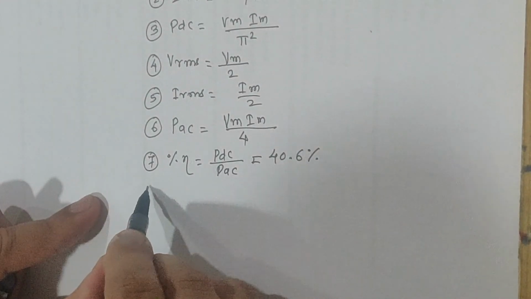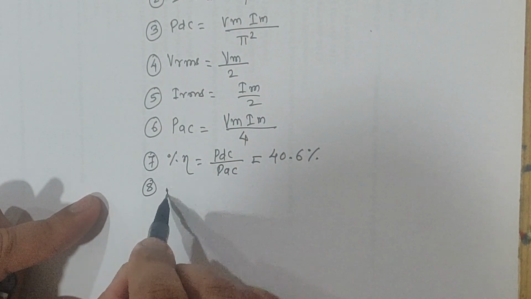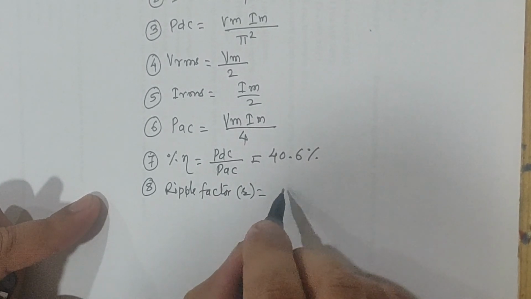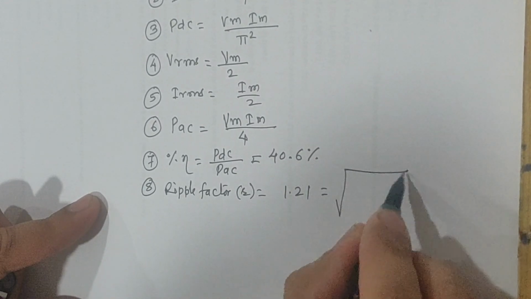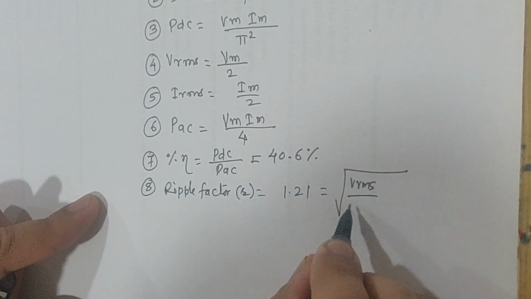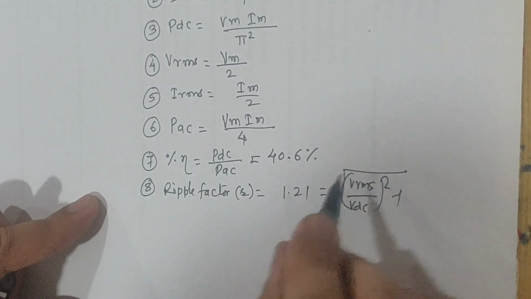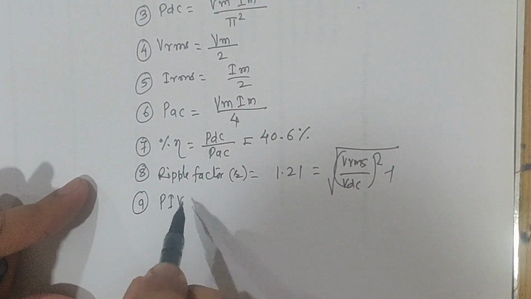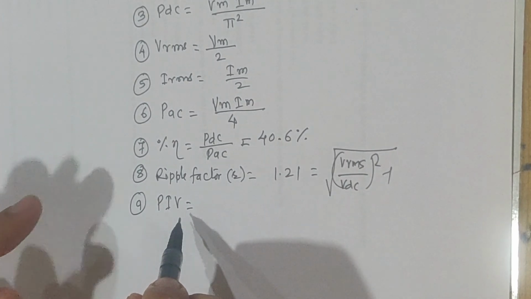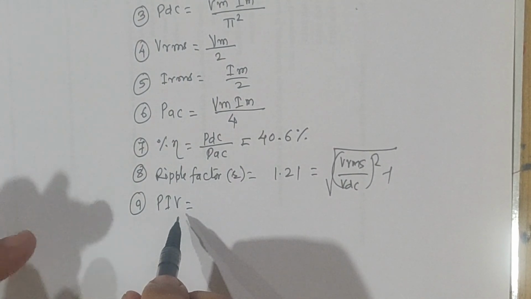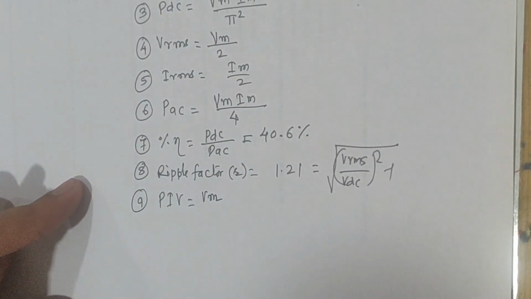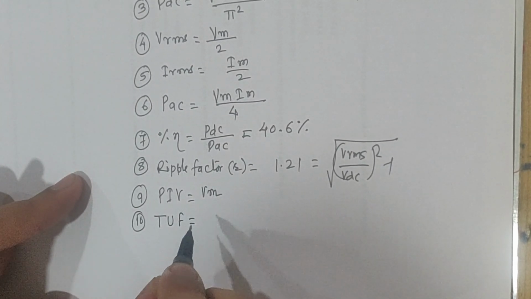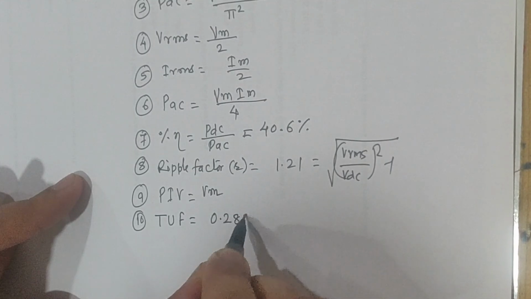Then we calculated percentage efficiency, that was PDC upon PAC, and it came out to be 40.6%, the standard value. Then we calculated the ripple factor, the amount of AC present in the DC output, and it came out to be 1.21. The formula was the square root of (Vrms upon VDC) whole squared minus 1, or (Irms upon IDC) whole squared minus 1. Then we saw the next parameter, PIV, peak inverse voltage, the maximum negative or reverse bias voltage that you can apply to the diode, and it is magnitude wise Vm. Then we calculated the transformer utilization factor, which came out to be 0.286.